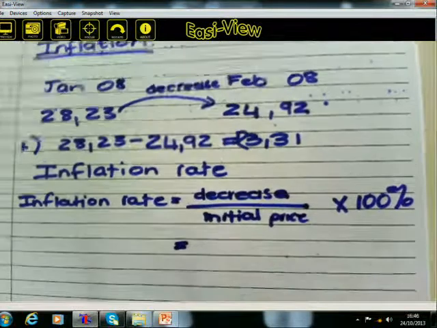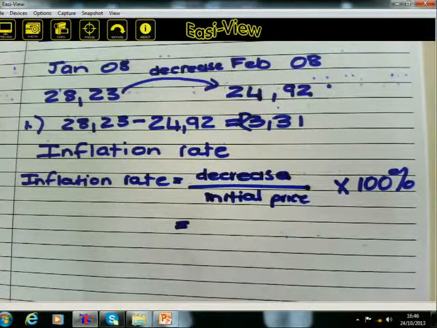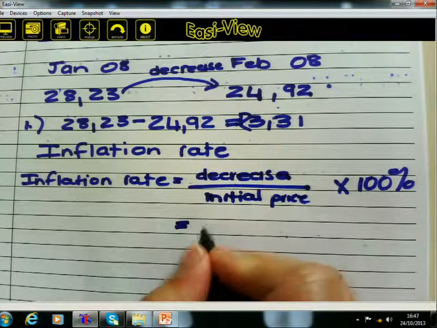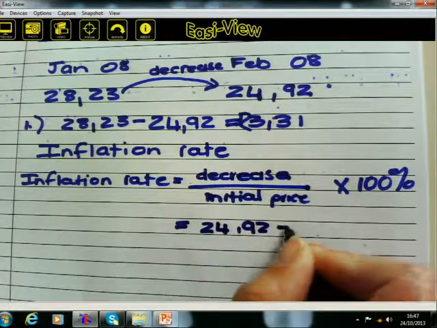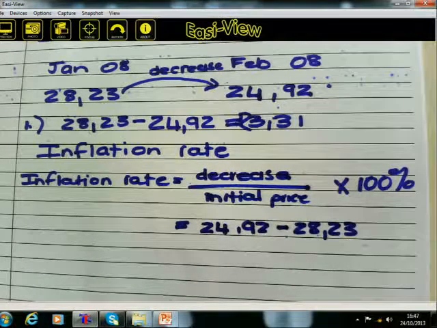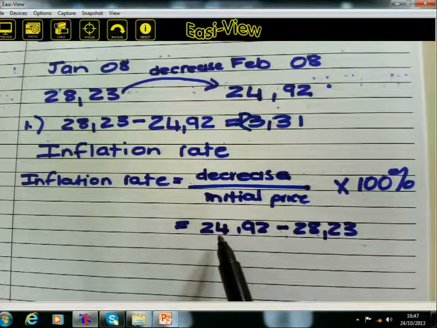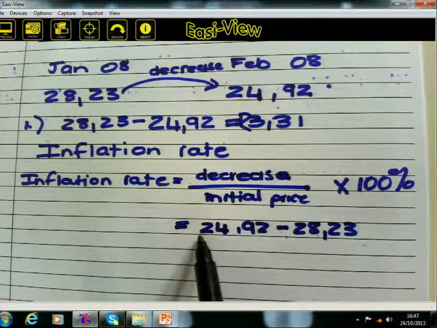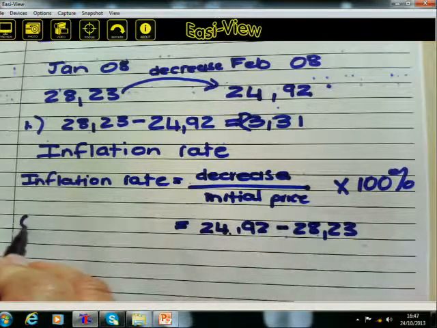There's my formula. When I'm working with a formula, my second rule is always to substitute. The decrease I've already calculated, but I can still do it by saying it is the 24 Rand 92 minus the 28 Rand. Now you're going to ask me, but why do I do that? Because if I look at my original formula, it said the increase, and it's usually the new price minus the old price. I'm going to put it here in brackets.